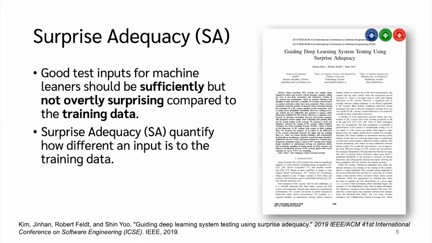Let me briefly introduce what surprise adequacy is. Surprise adequacy is proposed to find good test inputs, which should be sufficiently different from training inputs, but not much different from them. So it basically quantifies how different a new input is from the training data set.